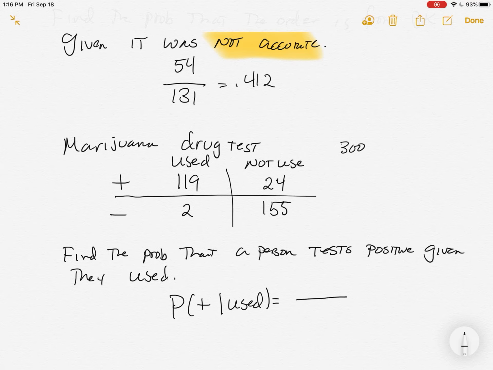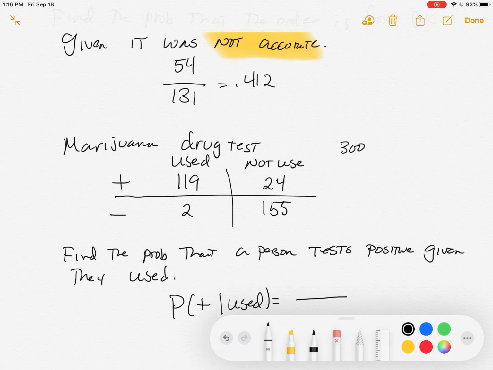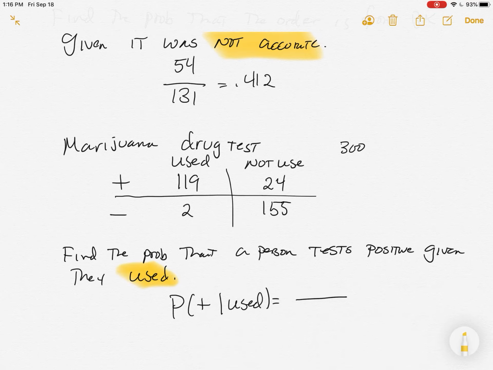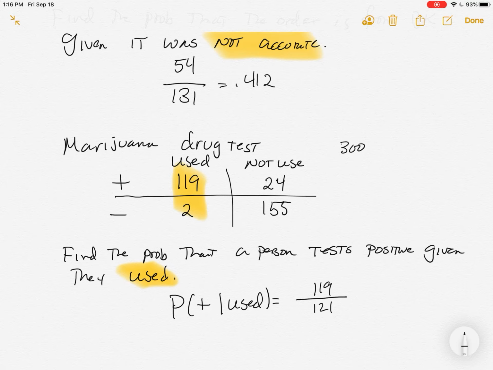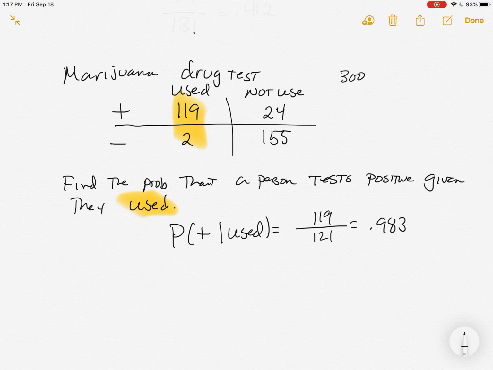And so how many people used? Let's go find our users. We'll use the same yellow highlighter. What do we know? We know the person used. Why do we know they used? Because it's after the word given. Well, there's 121 that used. And out of that, 119 tested positive. So what is 119 divided by 121? Typed it in wrong. It is 0.983. So this thing has about 98% accuracy from what it's designed to do. So they would say that it's a 98% accurate test. But it's messing some people up, right, that don't use, so it comes with some consequence.